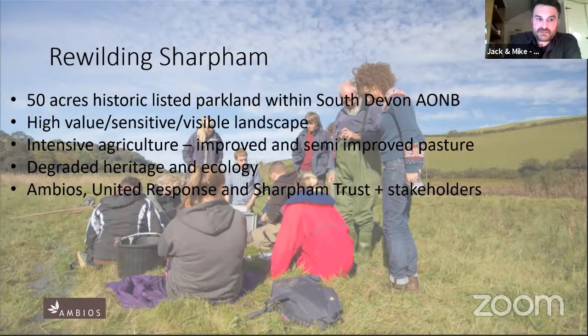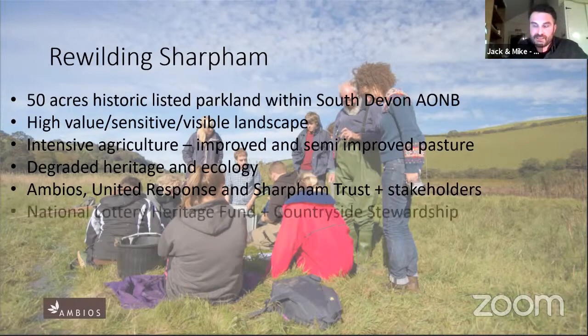And so we were looking to do something with that. And by us, I mean Ambios, the organisation I'm working for, United Response, who I partner with here on the holding at Sharpham, who are a charity for adults with learning difficulties, and the Trust, plus numerous other stakeholders, including the AONB, Natural England and Historic England, who had a vested interest in this landscape and wanting to see this restoration happen. And so the opportunity to take on the additional 50 acres and to set about rewilding it came to pass.